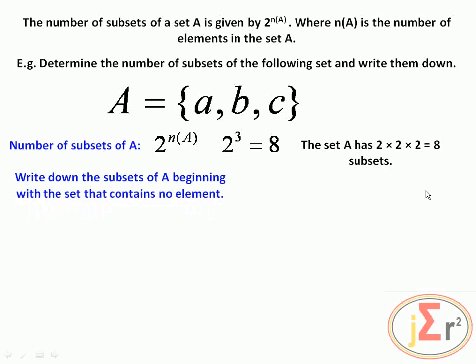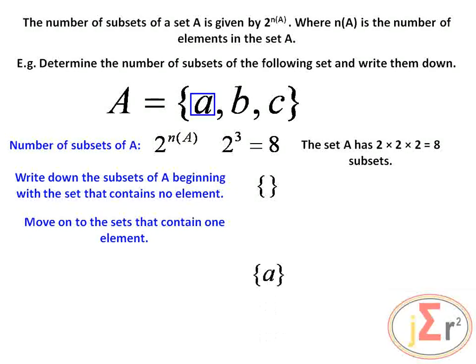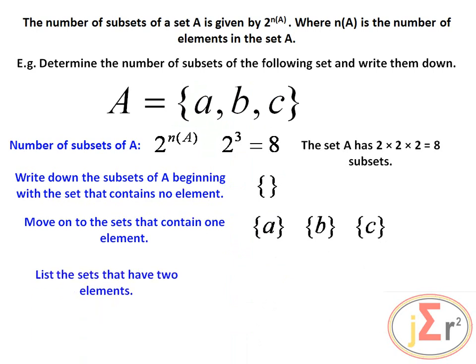Write down the subsets of A beginning with the set that contains no element. So we are going to write down all of the subsets of A. And the first one is the null or empty set. So we are going to move on to the sets that contain one element each: the set that contains a, the set that contains b, the set that contains c. Then we are going to list the sets that contain 2 elements.